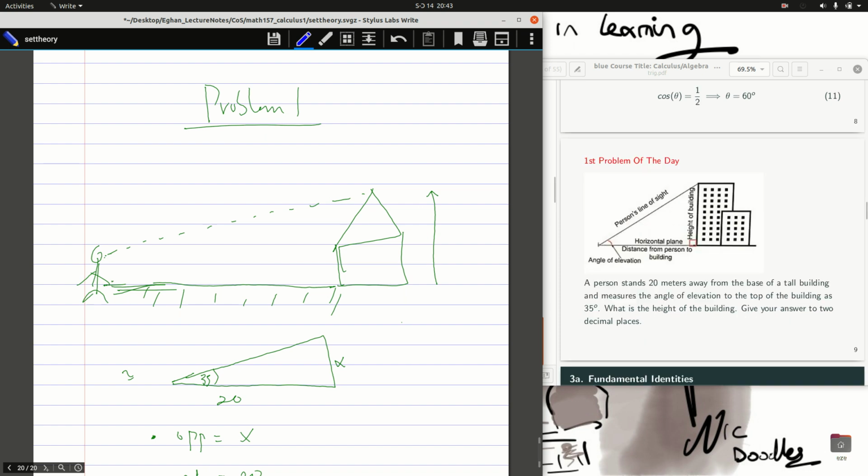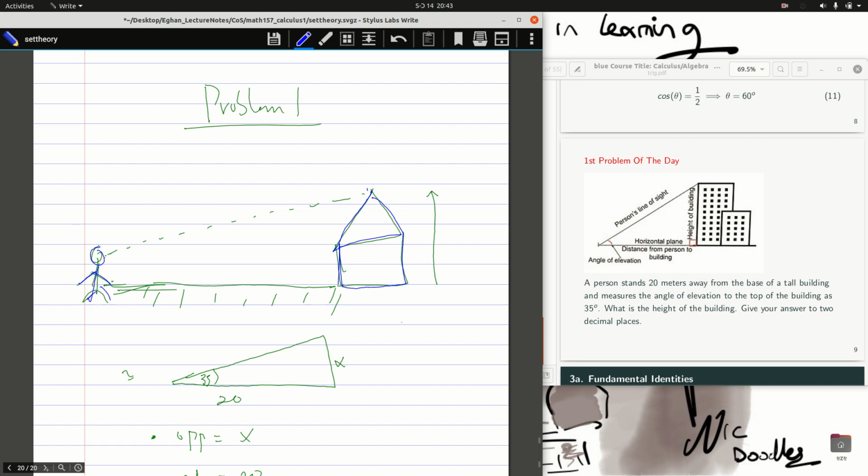Again, I told you, when you look at a word problem, you take your time, you read, you extract, and then you solve. So let's look at this. A person stands 20 meters away from the base of a tall building. So I've drawn my tall building here. Whether you like it or not, that is my tall building. And this is a person, the human being. I'm just using a graphical way to understand the problem.